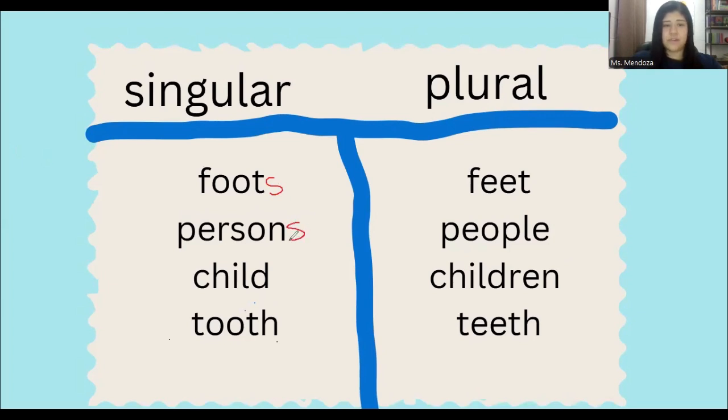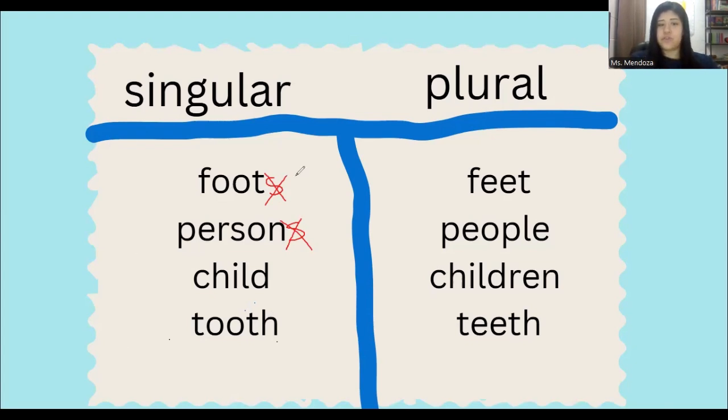In order to make them plural, we are not going to add an S to any of the words. This is incorrect. This is not correct grammar. We are simply going to change it to feet. Foot is one. Feet is two, plural. Person, it's one person. People, it's two people or more. Child is one kid. Children, it's many kids. Tooth, it's one. Teeth, it's all of them, two or more.